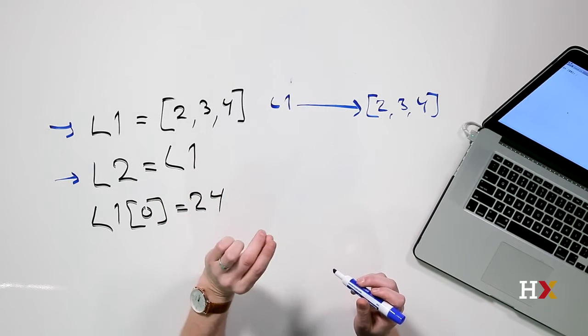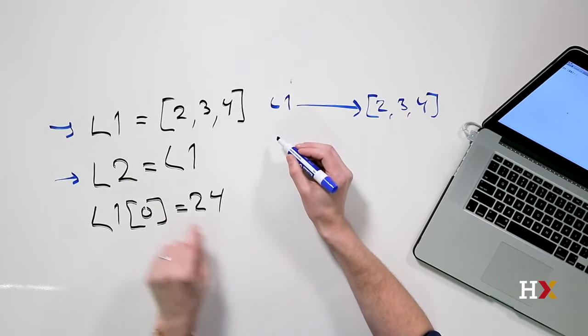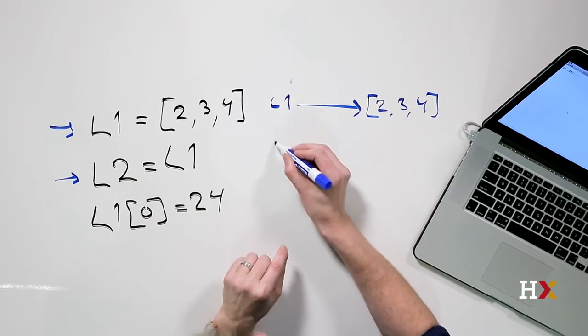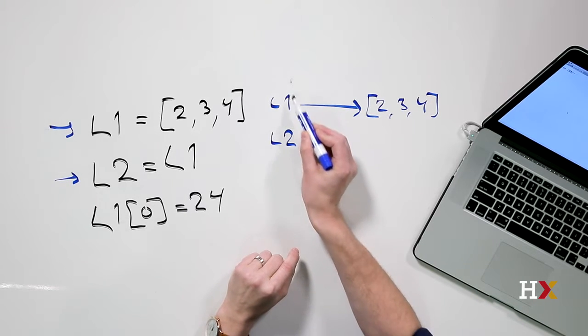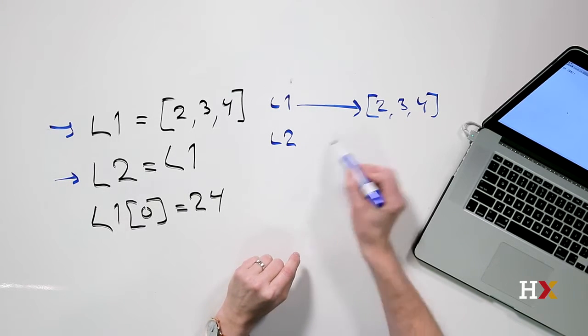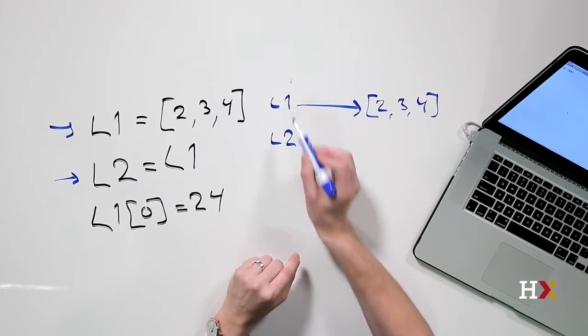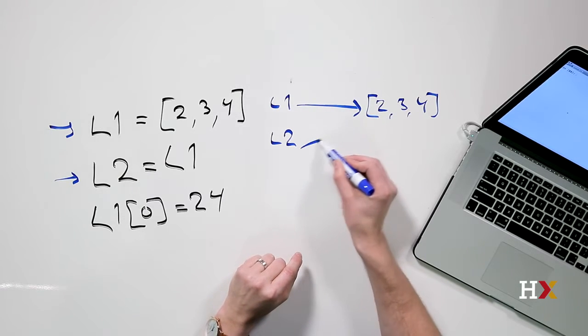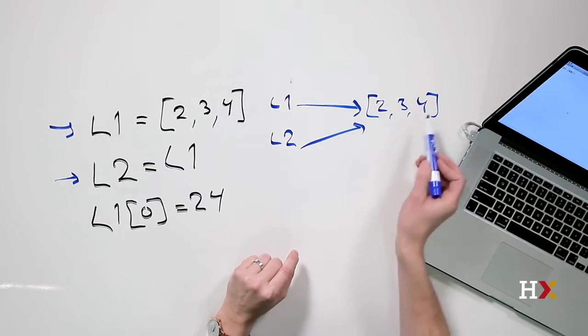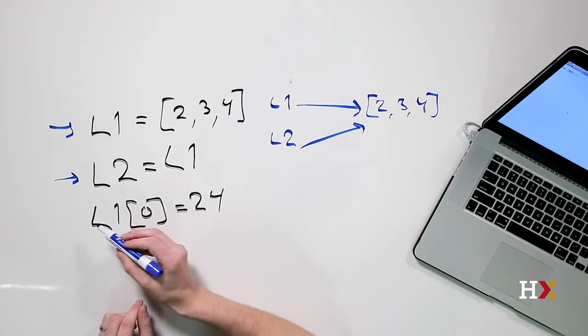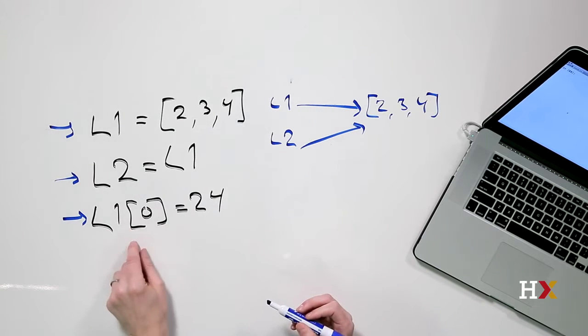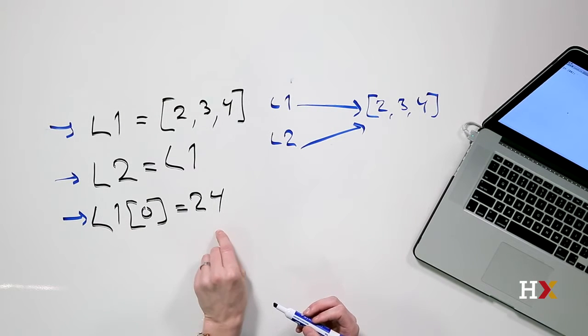Therefore, Python only needs to do 2 things. The first thing is it creates the variable name L2. Because L2 cannot reference L1, which is another variable, it must reference the object that L1 references. Therefore, L2 essentially becomes a synonym for the very same object. When we look at the third line, L1 at location 0 equals 24.